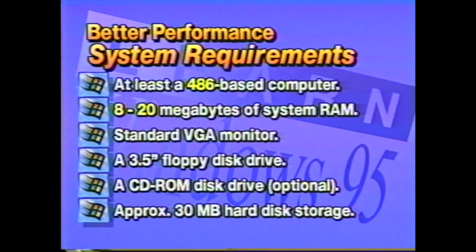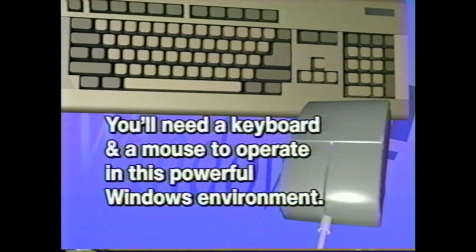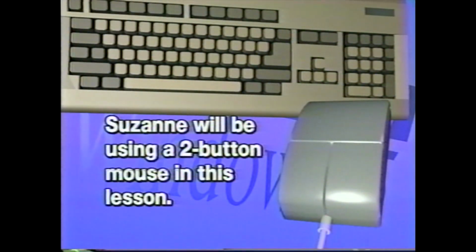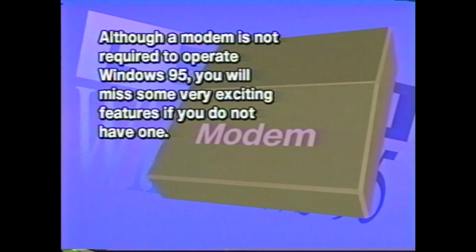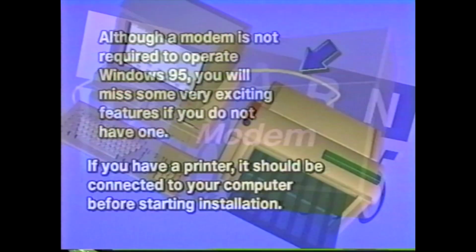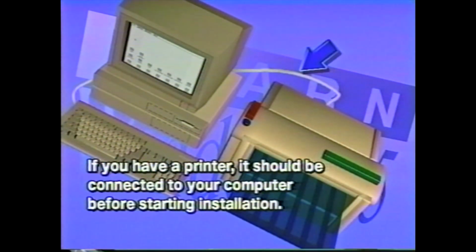Now back to basic requirements. You'll need a keyboard and a mouse to operate in this powerful Windows environment. Suzanne will be using a 2-button mouse in this lesson. Although a modem is not required to operate Windows 95, you will miss some very exciting features if you do not have one. If you have a printer, it should be connected to your computer before starting installation.